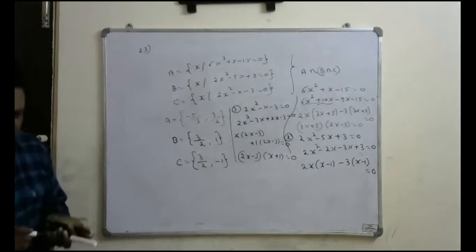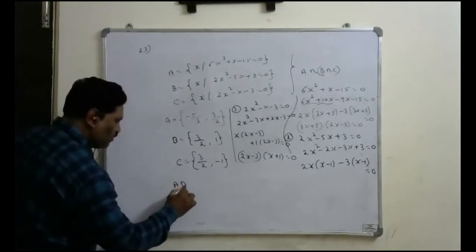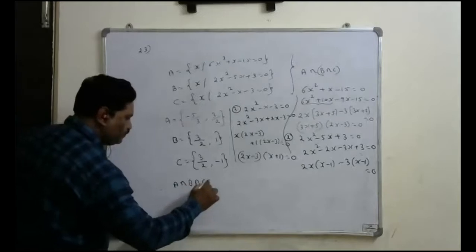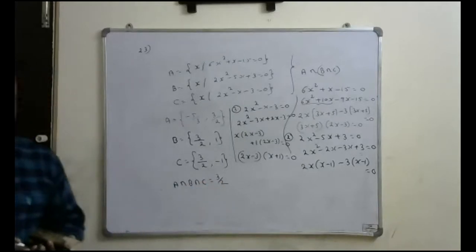Now tell me, what is the common element in all the three? 3 by 2. A intersection B intersection C is 3 by 2. That is the answer.